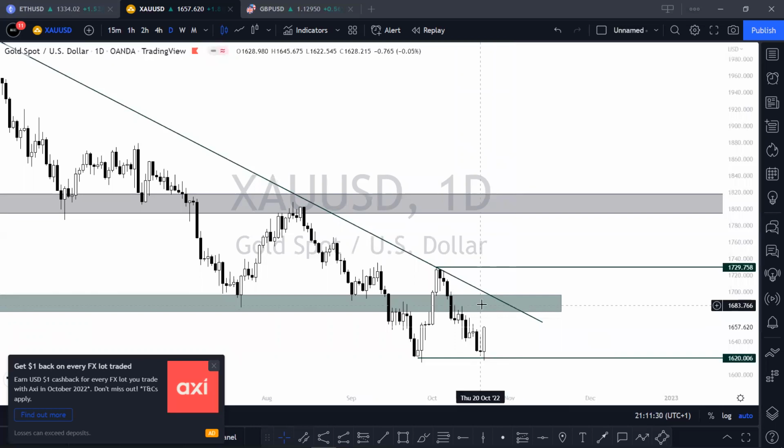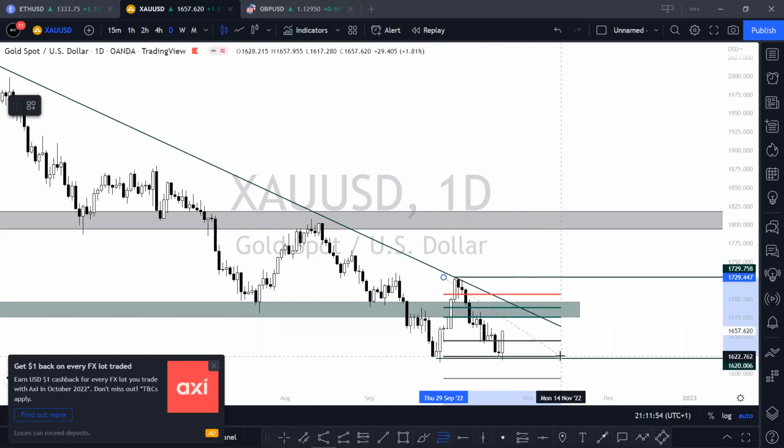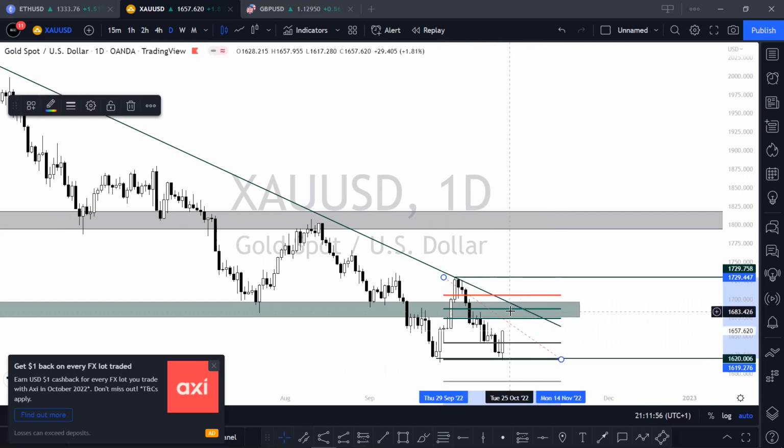Reason being that overall trend is downward. We have broken the major neckline for a double top, and we are still below the neckline. So what I'm expecting for gold is for price, my confidence is for price to come here, come to within this range here.